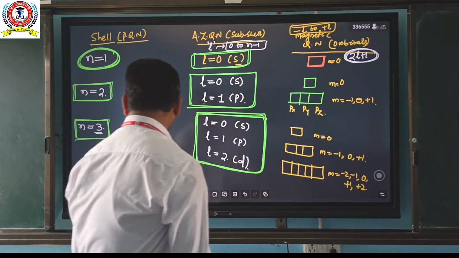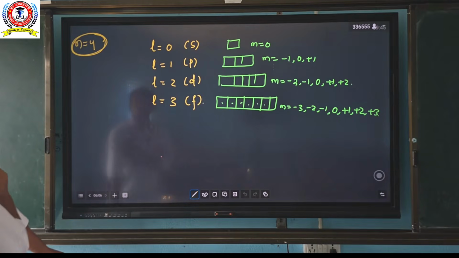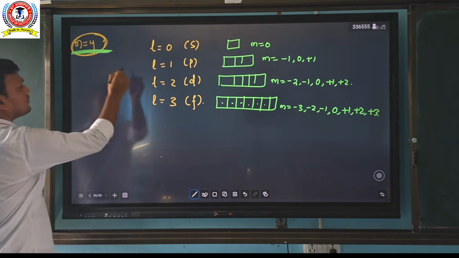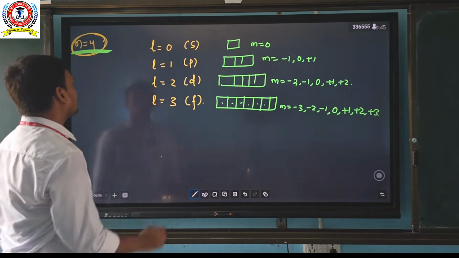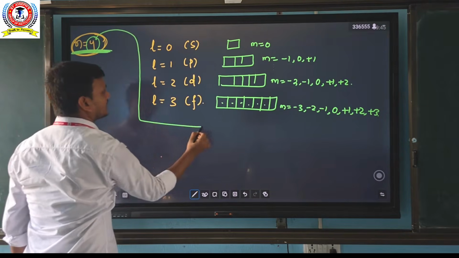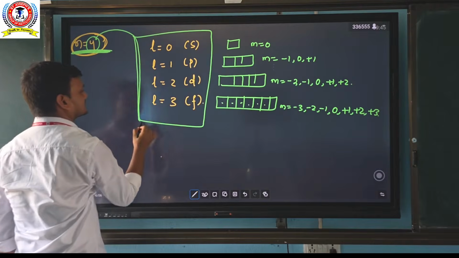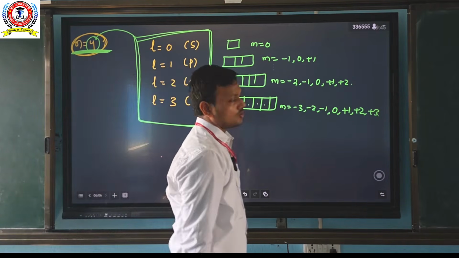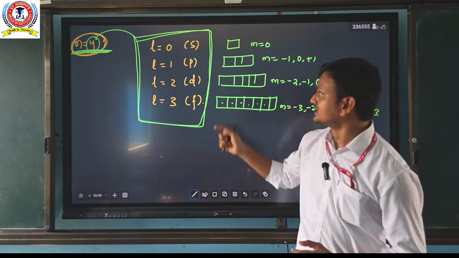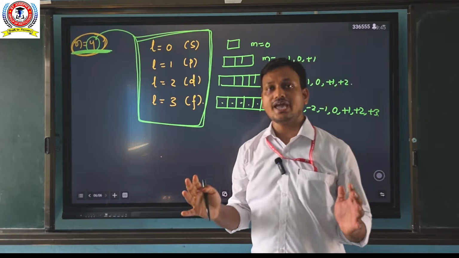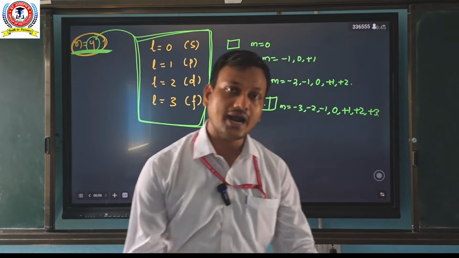Okay. Now come to the next slide, students. Focus on the board. The value of n is equal to 4. Since the value of n is equal to 4, there are four subcells present inside the fourth cell, and the subcells are S, P, D, and F.